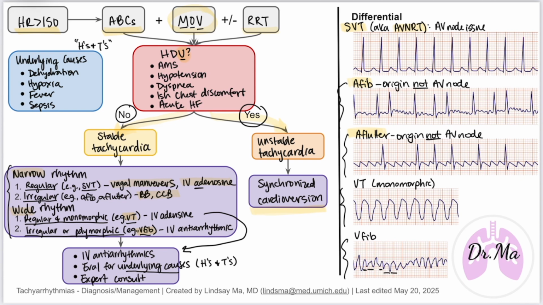If instead the rhythm is wide, fast, irregular, and polymorphic, like in the case of VFib, we'll want to jump directly to IV antiarrhythmics. And in any of these 4 cases, if those first-line medications do not seem to be improving the patient's situation by getting them back into a sinus rhythm, we'll want to employ IV antiarrhythmics such as amiodarone and evaluate for underlying causes, which should kind of be happening at any of the pause points you have during your evaluation. Those underlying causes are commonly dehydration, hypoxia, fever, and sepsis, though you can go through the H's and T's in order to more systematically cover all of the underlying causes that are commonly causing arrhythmias.